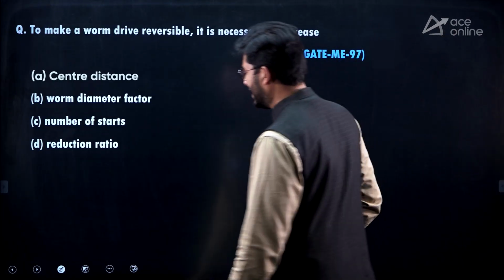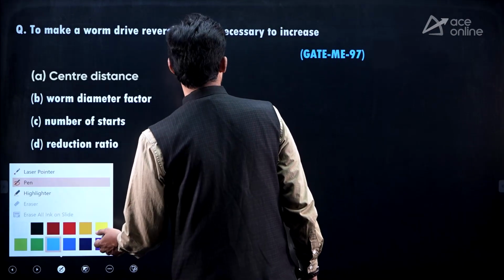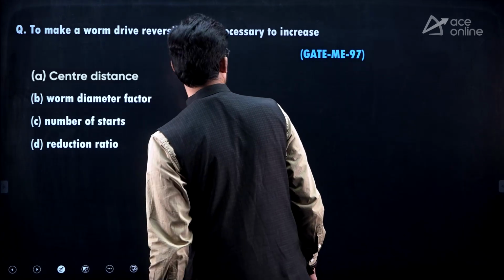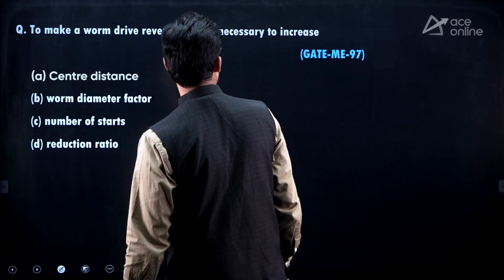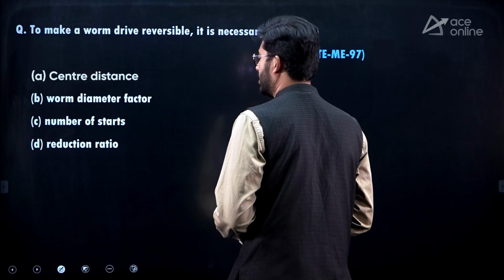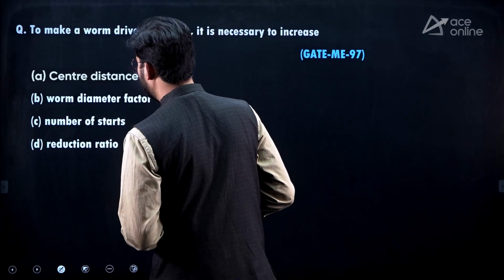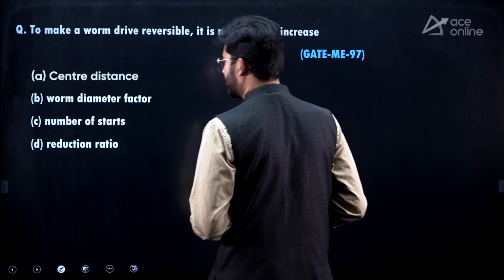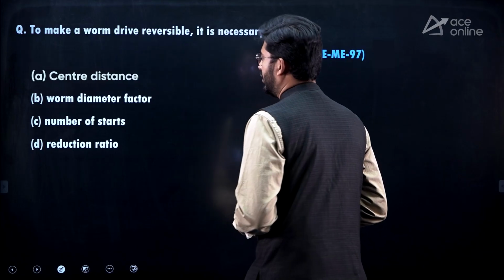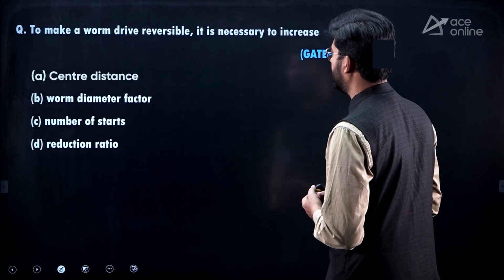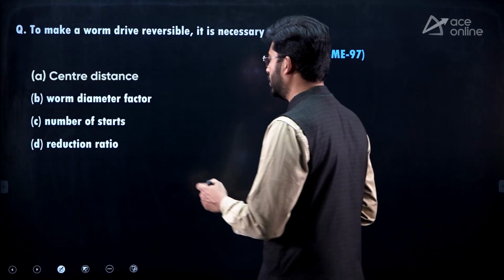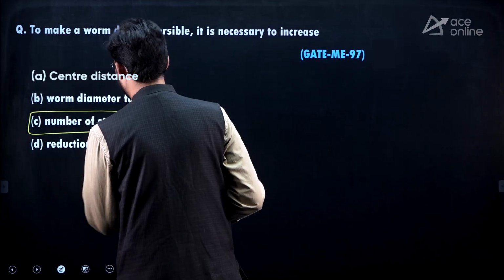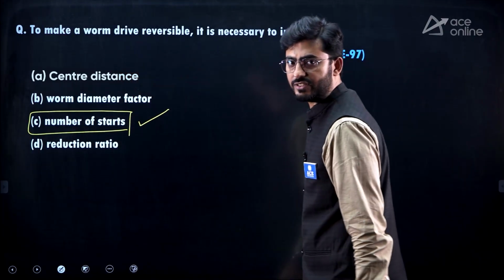To make a worm gear drive reversible, it is necessary to dash. Option A is center distance. It is necessary to increase center distance. Option B says that worm diameter factor, number of starts, or reduction ratio. So if you want to make the worm gear reversible, it is necessary to increase the number of starts. That is option C is the answer.